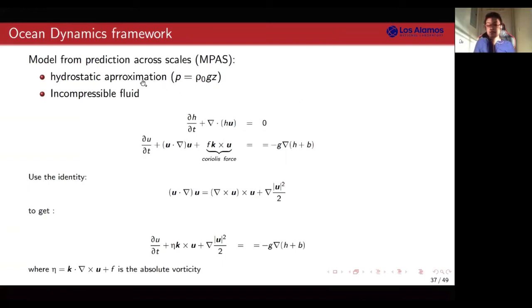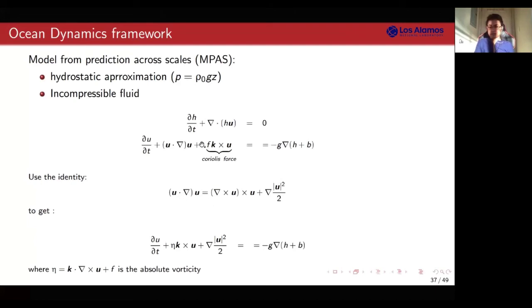And this has the following approximations. First, the hydrostatic approximation. Here, pressure is a function of the vertical distance z. It is a linear function of z, and the density is constant. So first, we have the mass conservation equation, from which we get the evolution of layer thickness. Here, h is the layer thickness of the ocean. And then we have the Navier-Stokes equation supplemented with the Coriolis force. And here, due to the hydrostatic approximation, we can write the pressure gradient in this form.